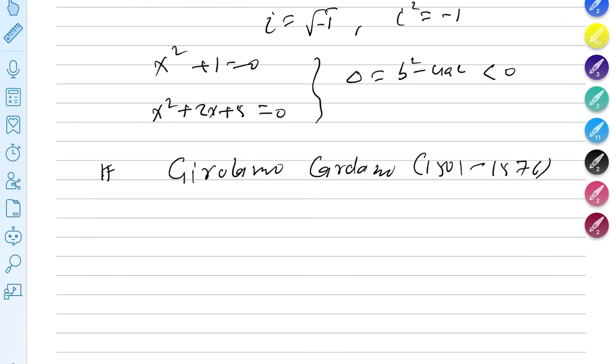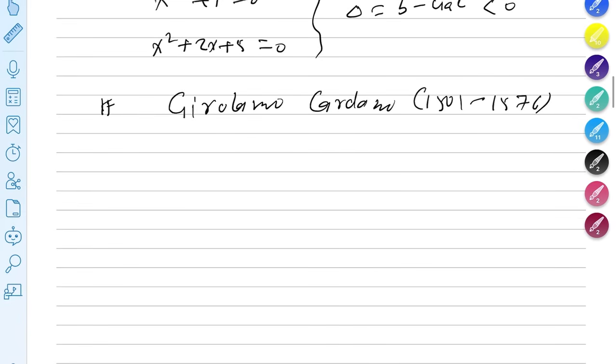So how did he encounter this one? Basically he was working on a problem to solve the reduced cubic equation of the form x cubed plus ax is equal to b, where a is greater than 0 and b is greater than 0.